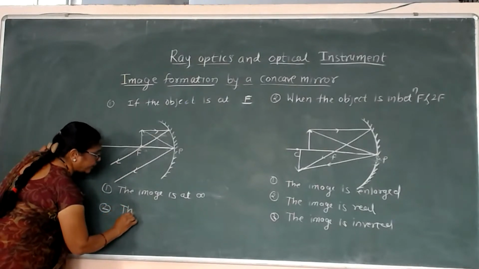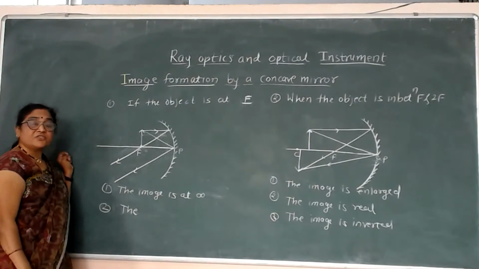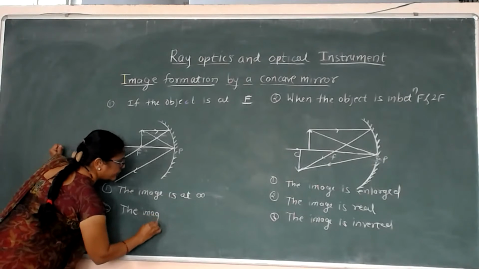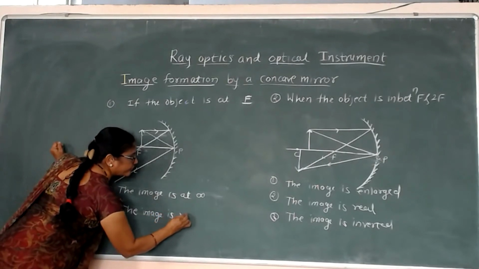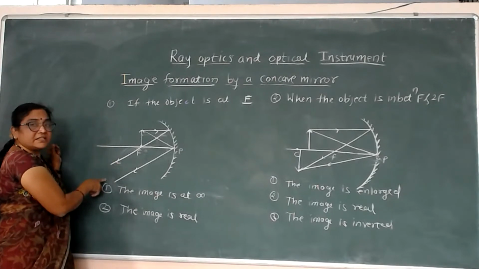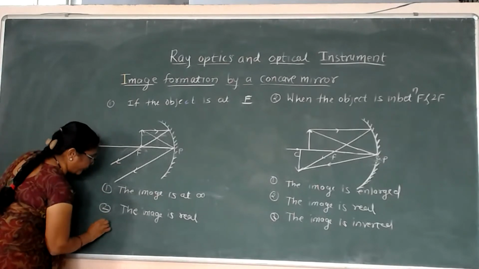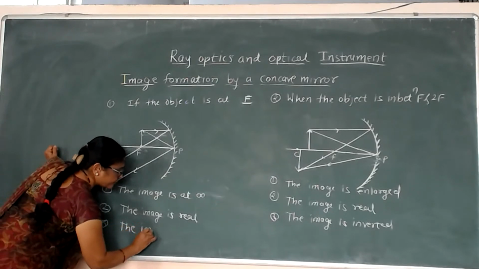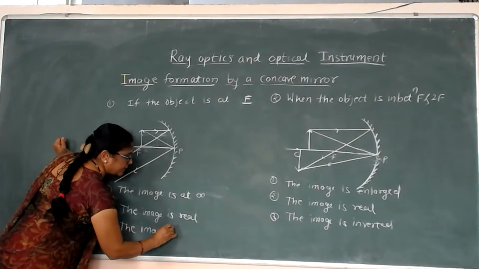So when we explain about this figure, first point, the image is found out due to the converging rays. So the image is real. At the same time, the image is inverted. So the third point, the image is inverted.